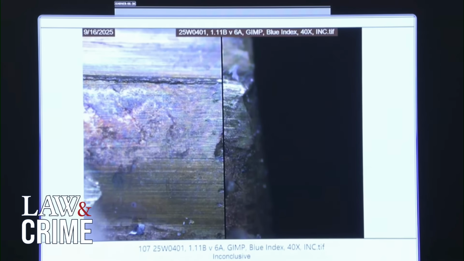So again, I'm looking at those two highlighted lines near the top, and then if you look down, you can almost see that damage a little bit better, and there's none of those striated lines that you see on the test fire, which you would expect to see in a land or groove impression on the right at all. So again, no microscopic marks of value to compare whatsoever. All right, how about the bottom photo?